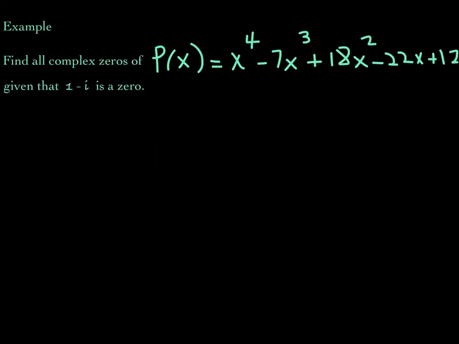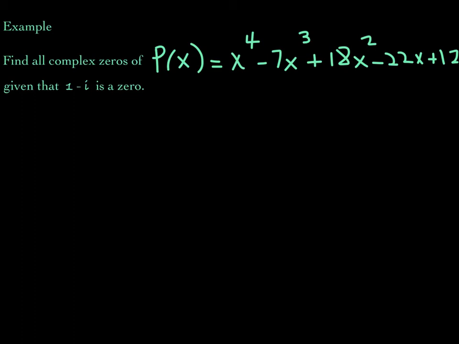Here's a fun example. Find all complex zeros of this quartic polynomial function, given that 1 minus i is a zero. Okay, so the first thing we're going to do is use synthetic division with this zero here, because my idea is this. There are a total of, at most, 4 zeros here, right, everybody? At most, 4 zeros. I'm going to have to find all 4. Well, 1 is already given, so I just need to find 3 more.